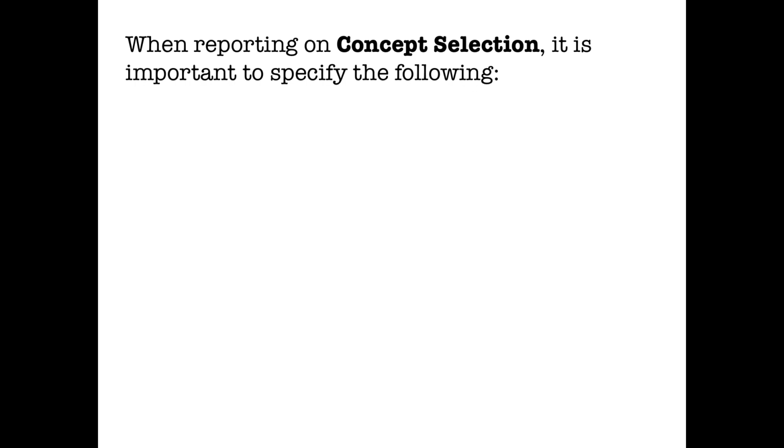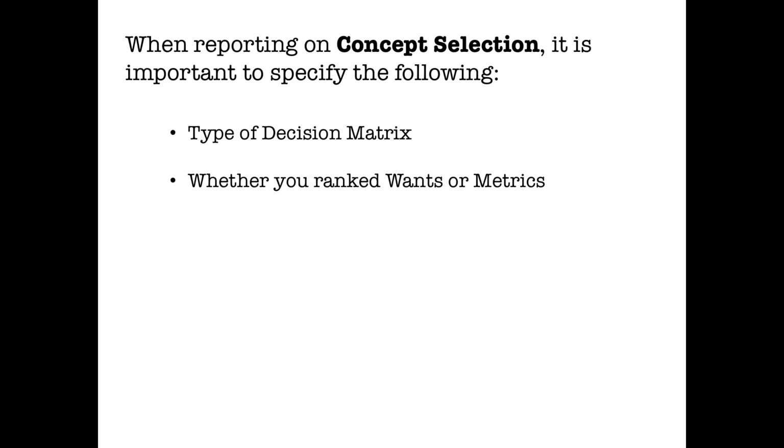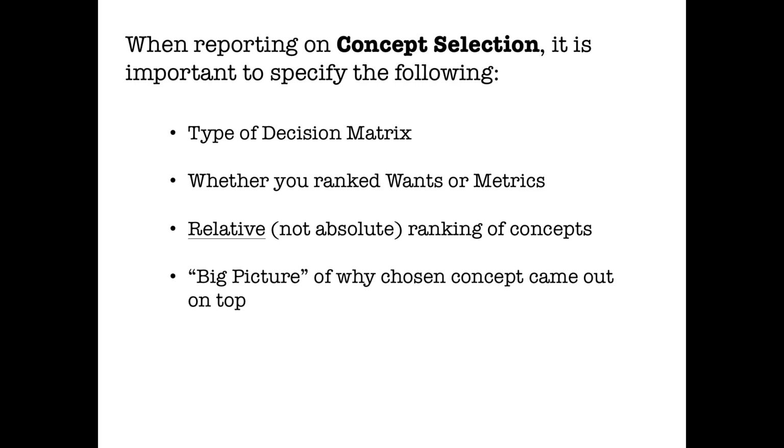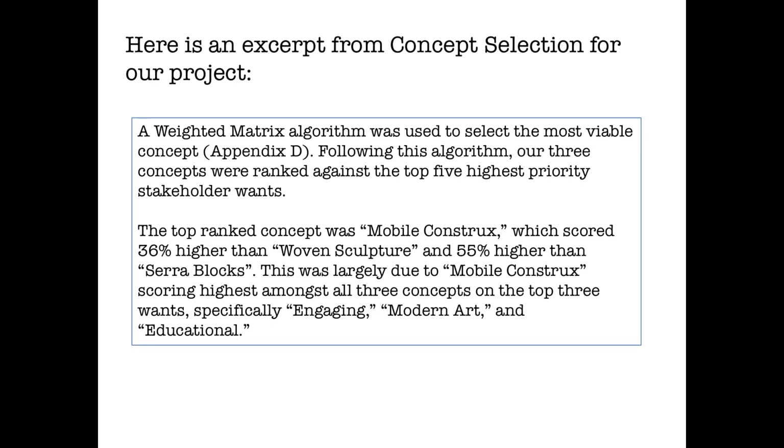When you're reporting on your concept selection, you want to specify a couple things. You want to talk about the type of decision matrix used, whether you ranked wants or metrics, and relative, not absolute ranking. So that's back to that principle of 55% better versus 31% better. You also want to give a big picture of why the chosen concept came out on top. And when you write your report, you're going to put your decision matrix in an appendix. That's not going to go in the main body of your text. So you want to make sure that you're referring to that appendix.